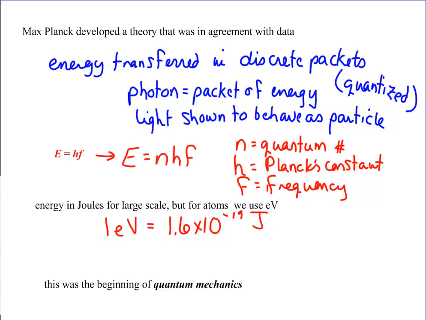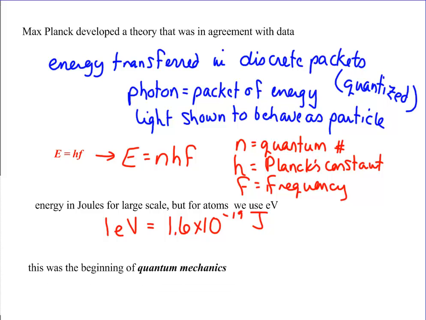What we see with Max Planck and a number of other physical chemists and physicists of the time is we're now looking at a different type of physics. And what we're looking at now is quantum mechanics, as opposed to classical mechanics. Newton gave us classical mechanics.